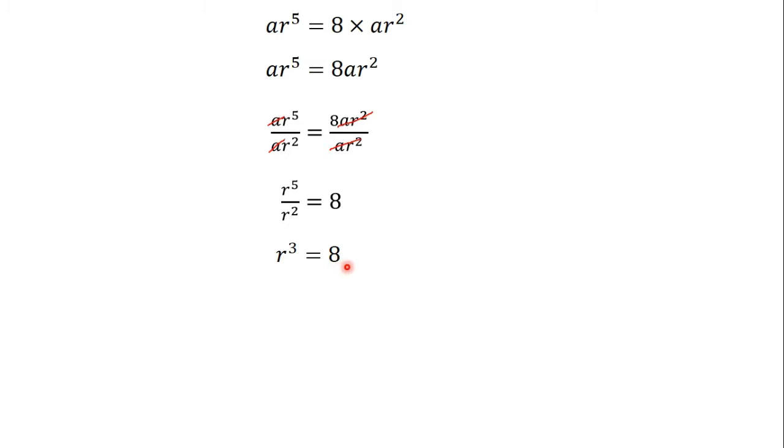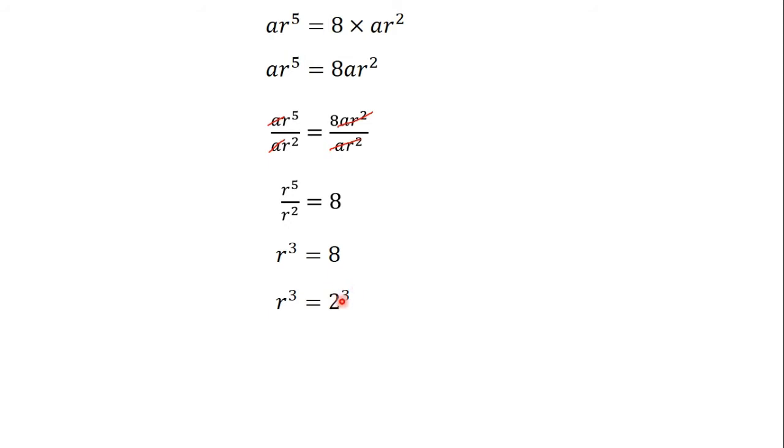8 can be expressed in index form as 2^3. So we have r^3 is equal to 2^3. The exponents are the same, so we can equate the bases. We learned this from solving exponential equations under indices. So if you want more information or you want to learn more, watch the videos on solving exponential equations under indices.